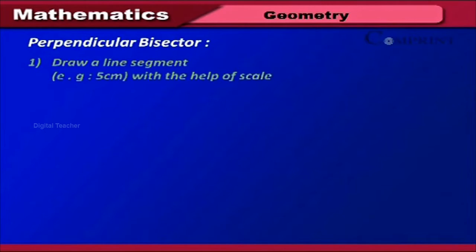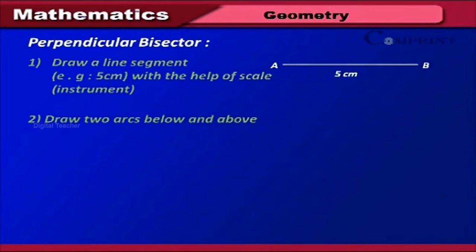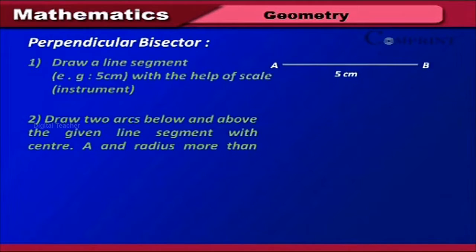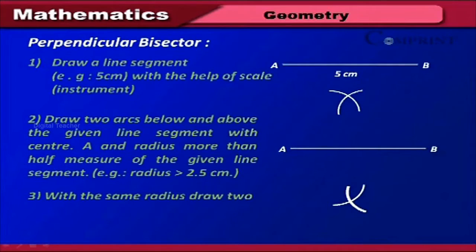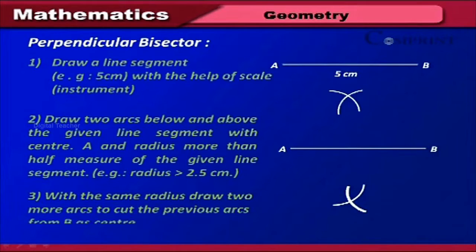Perpendicular bisector. 1. Draw a line segment of 5 cm with the help of a scale. 2. Draw 2 arcs below and above the given line segment with center A and radius more than half the measure of the given line segment. Example, radius greater than 2.5 cm. With the same radius, draw 2 more arcs to cut the previous arcs from B as center.